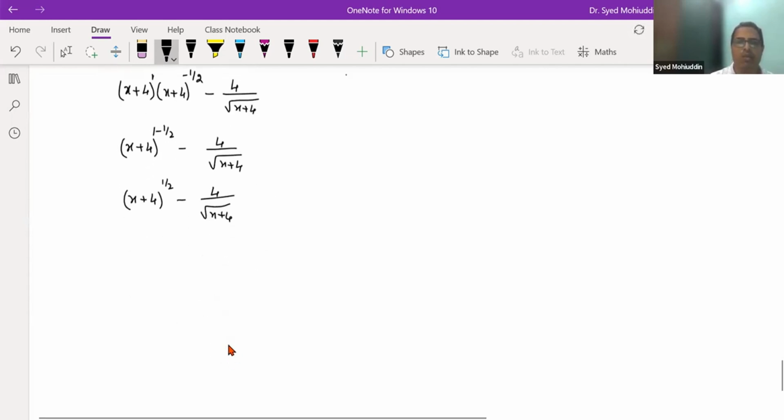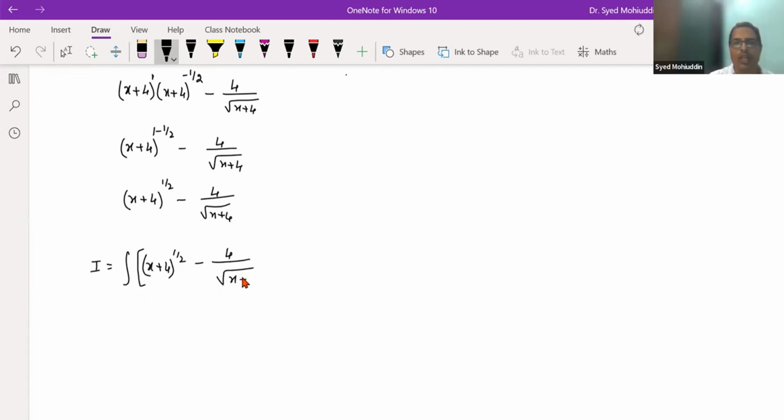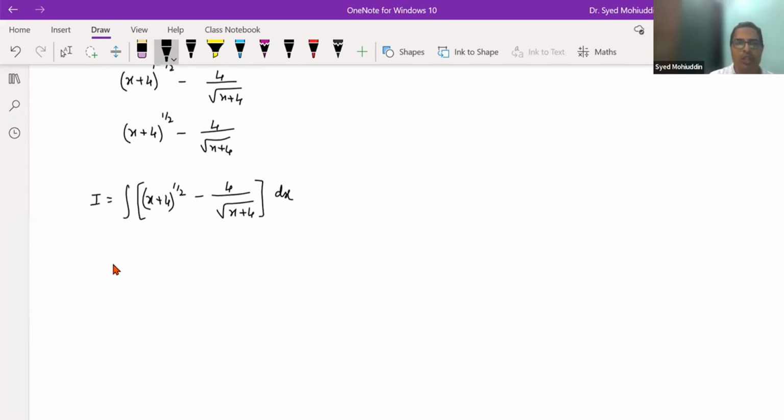Let us apply the integral over here. Therefore, we'll be getting I equals the integral of x plus 4 to the power of 1 by 2, minus 4 by root of x plus 4, times dx. Let us try to apply the integral individually for each of the terms. For the first term, we'll be having the integral of x plus 4 to the power of half times dx. Minus 4 is a constant, I'll take outside.